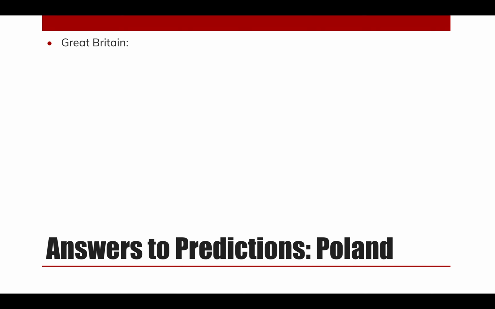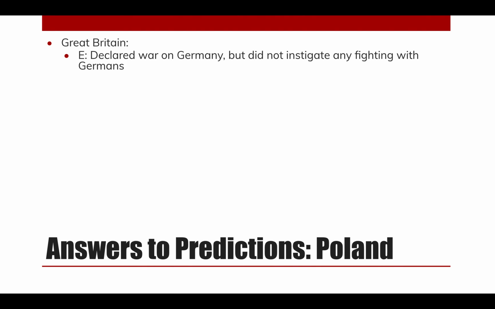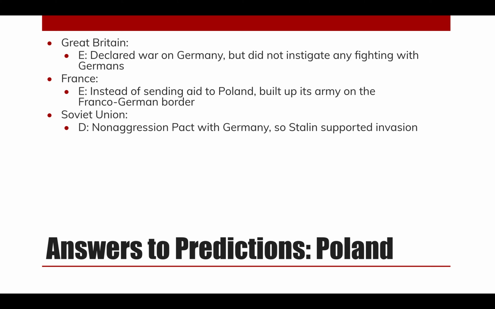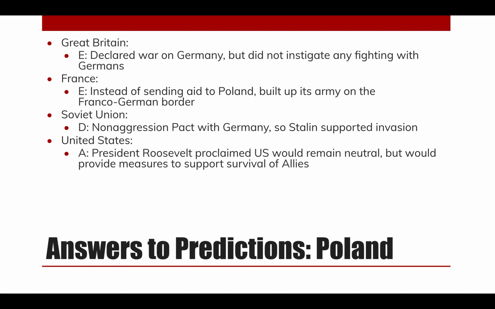The right answers are this. Great Britain is E. They declared war on Germany, but did not instigate any fighting with the Germans yet. France also is E. Instead of sending aid to Poland, they built up their military at their border since they also bordered Germany. Soviet Union, they had the non-aggression pact, so they supported the invasion. The U.S., we are just neutral, but we would maybe support some allies. Poland, they're going to fight for 3 weeks, which is F. But then they will surrender to Germany as Germany takes over Poland after taking over Czechoslovakia, after taking over the Sudetenland.